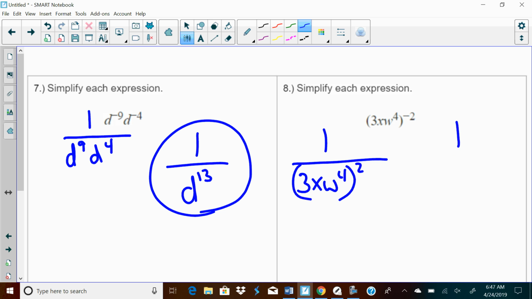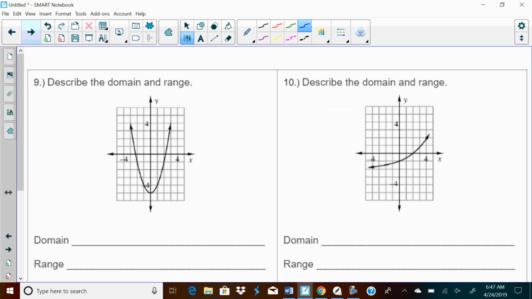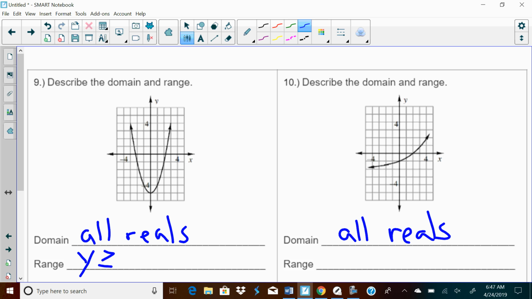And then I square everything, so I end up with 1/9x squared w to the 8th. Domain and range. So for 9 and 10, the domain for both of those are all real numbers because going along the x-axis, everything continues to be the same. So both for 9 as well. 9, the range, it has to be above -5. So y is greater than or equal to -5. And for 10, it actually has to be above -2. So y is greater than or equal to -2.